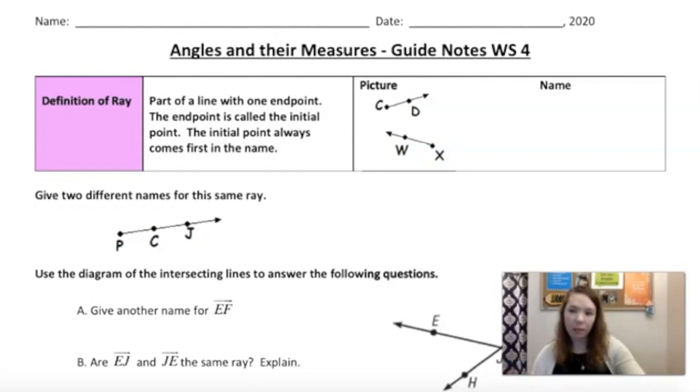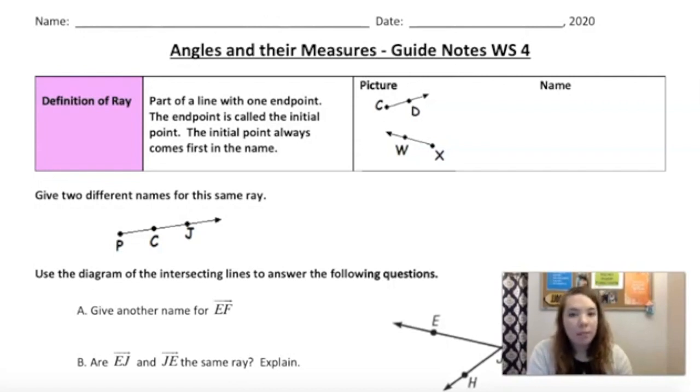All right, guys, today we're going to be focusing on angles. So first, the definition of a ray is part of a line with only one endpoint. A line segment has two endpoints, a ray only has one endpoint. The endpoint is called the initial point. The initial point always comes first in the name.